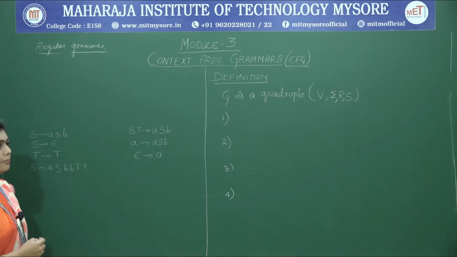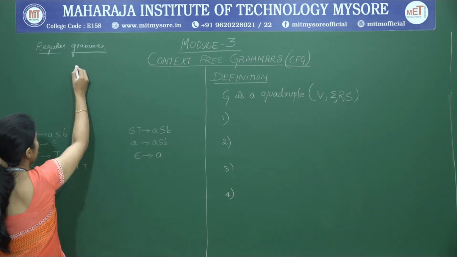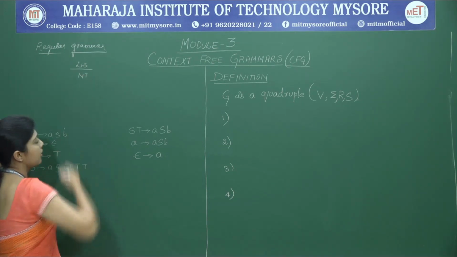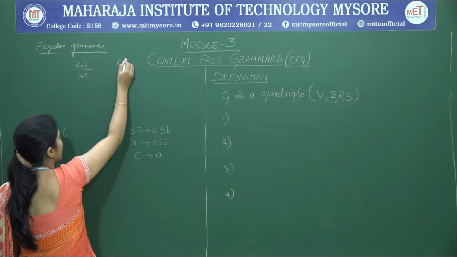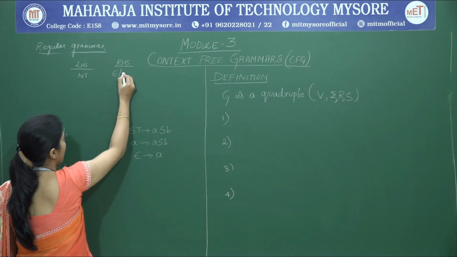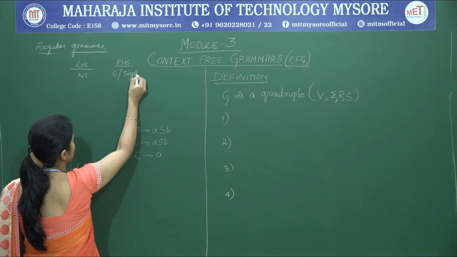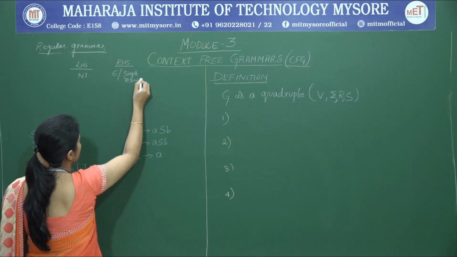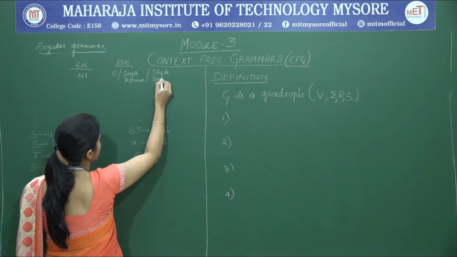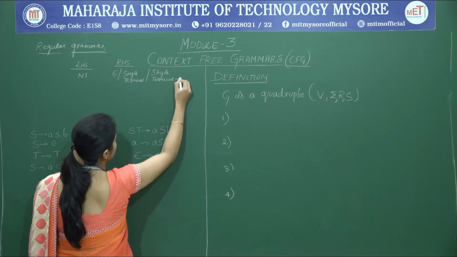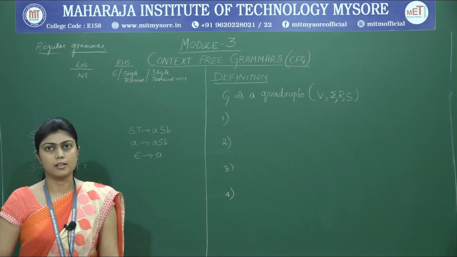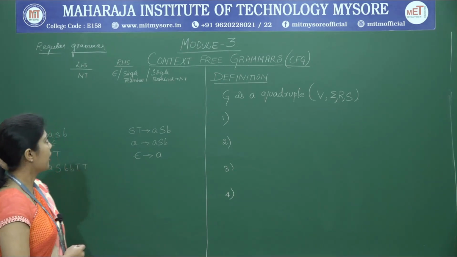In the regular grammar we had a rule saying that the LHS should always be a non-terminal and the RHS could have only three kinds of symbols. They were epsilon, or a single terminal, or a single terminal followed by a non-terminal. These were the things that were allowed on the left hand side and the right hand side of a regular grammar.